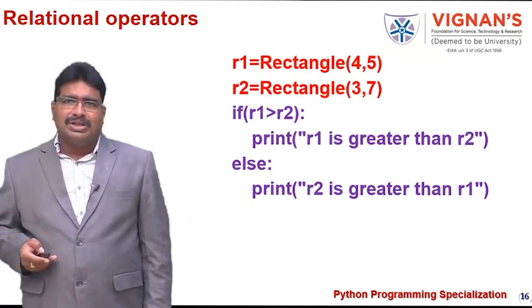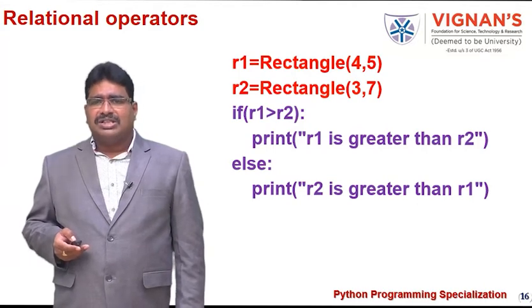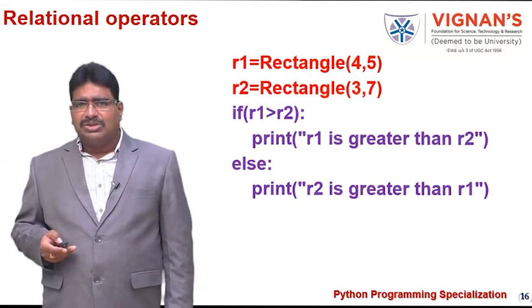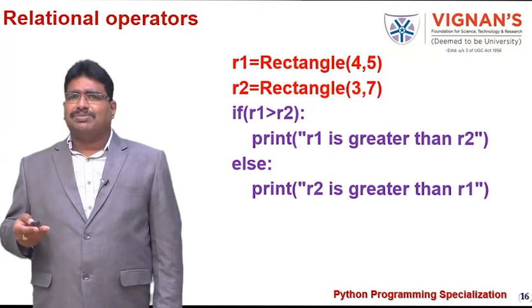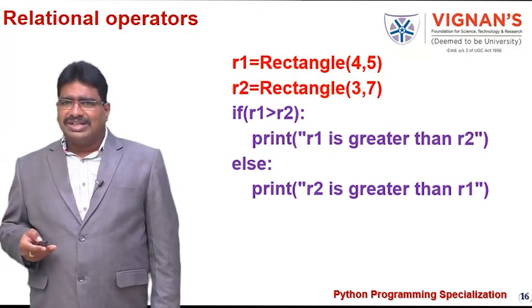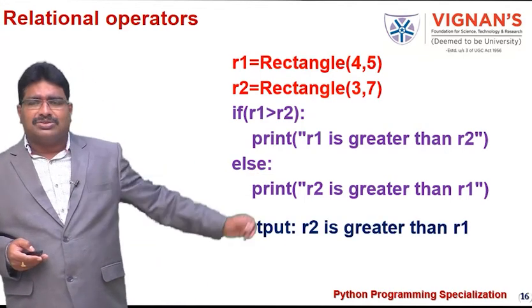In this example, R1's area is 4 into 5, which is 20. R2's area is 3 into 7, which is 21. We know that 20 greater than 21 is false. For that reason, it displays R2 is greater than R1. So the output we obtained is R2 is greater than R1.